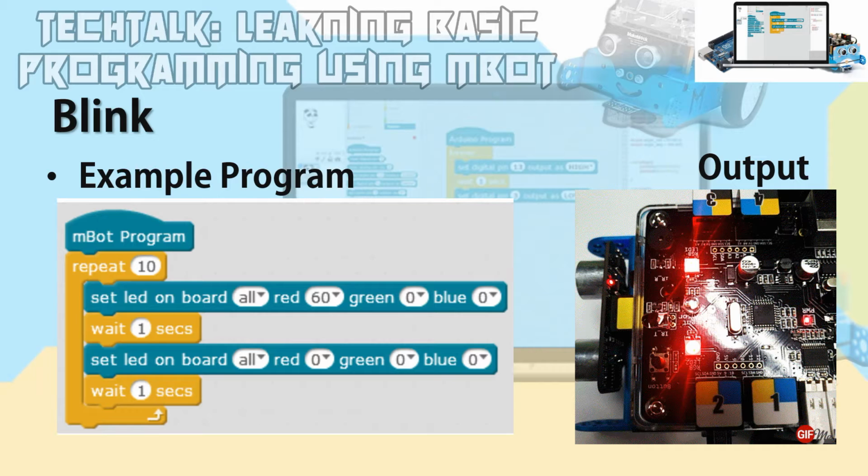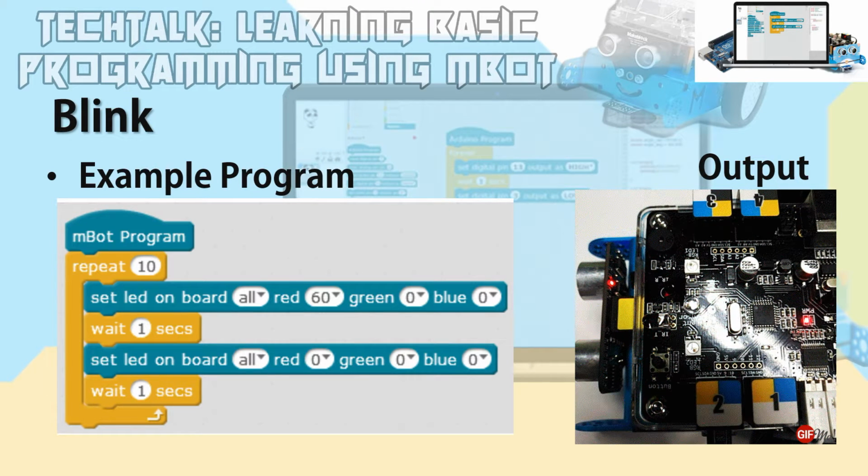Now that your mBot is ready, let's have the basic code. In your screen is an example program of a blink. You can see that there are two lights blinking on the output side, and the other side is the example program. The onboard LED light blinks red for 1 second and then turns off for 1 second. And then it repeats the process 10 times.